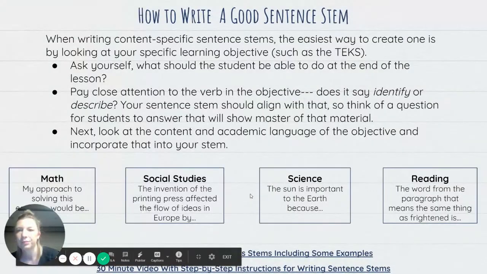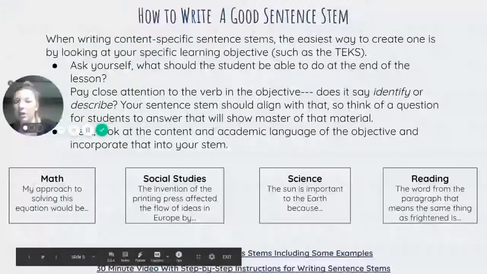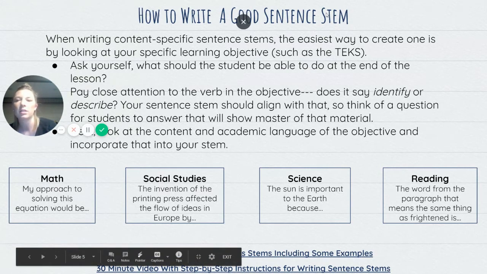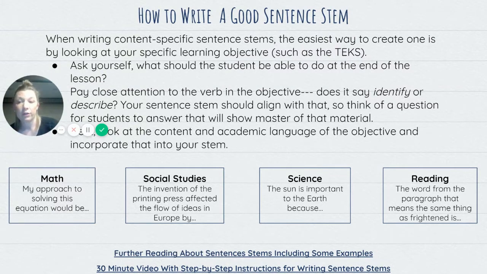Okay, so moving through, this is how to write a good sentence stem. So you can see here there are sentence stems that are generic for conversation, but then there are content specific. So again, I remind you, take your learning objective, look at the keywords, like in your TEKS, look at that, and you're going to kind of backwards plan from there, and that's how you're going to create your sentence stem.